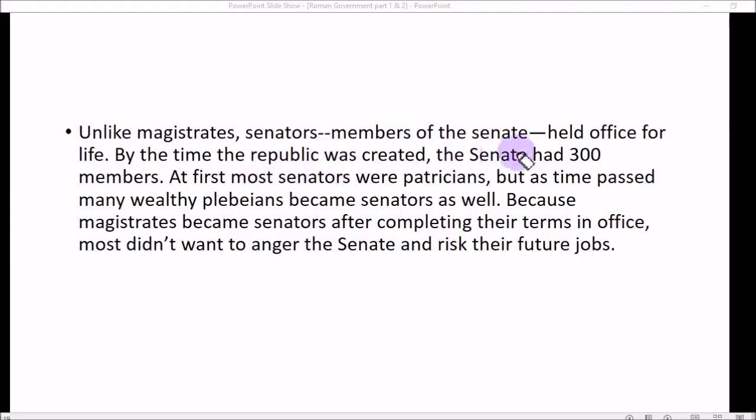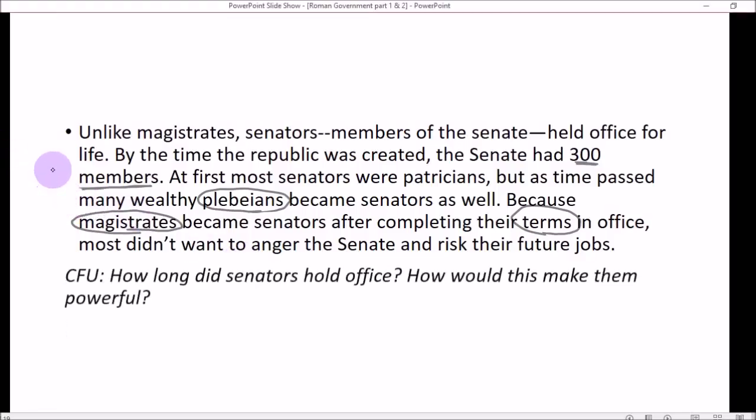All right, our word here is "had 300 members." So they held office for life. This is interesting, that plebeians were able to become senators later on. It just goes to show you how the plebeians did gain some power after a while. Magistrates, again, were people who ran the city. Term is just how long they're in office. And there you go.